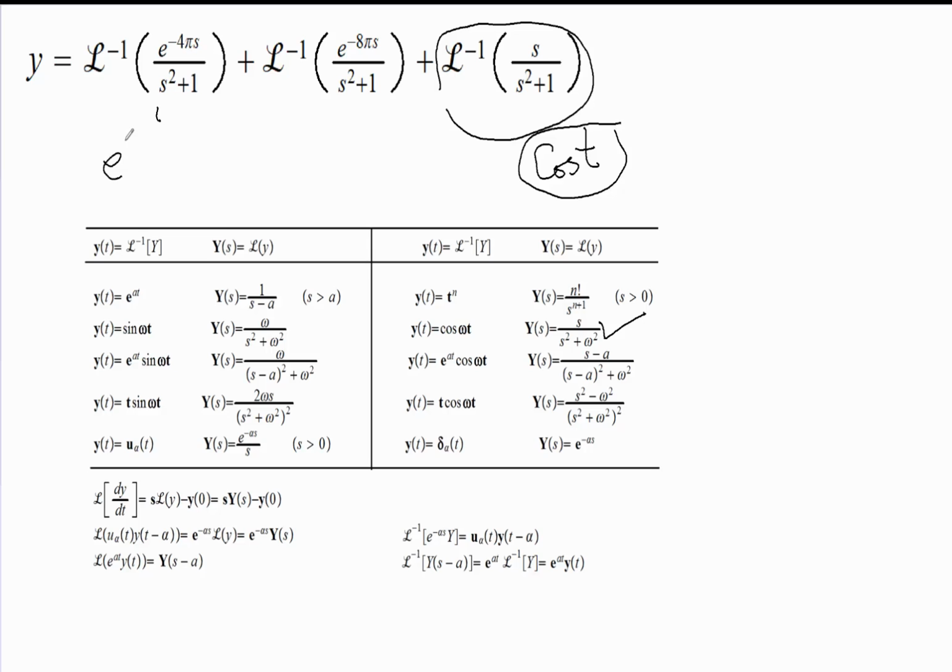Okay, and then for the others we have to do a little more, because here you can see we better split this as e to the negative 4 pi s times 1 over s square plus 1, and let's see which comes close to this over here. Okay, I think this might be helpful. So e to the negative alpha s, where instead of alpha I got 4 pi here, and the Laplace transform of sine of t, its inverse Laplace will be sine of t, right?